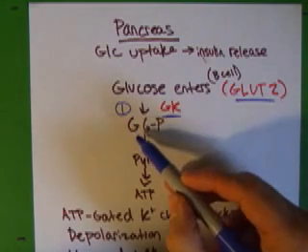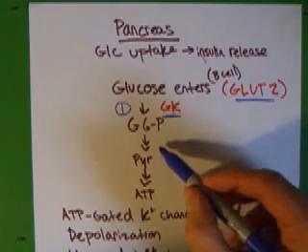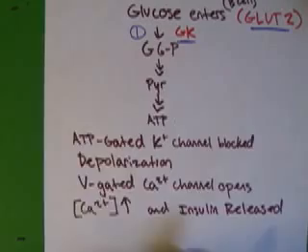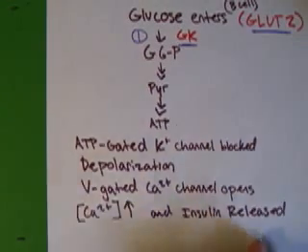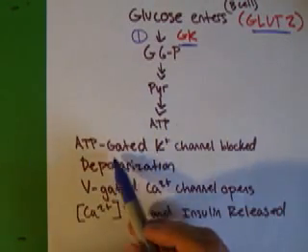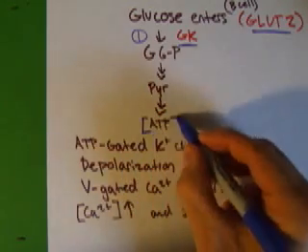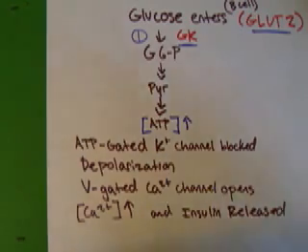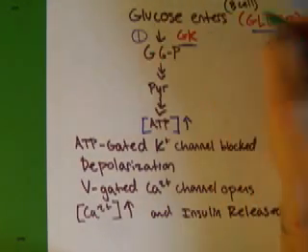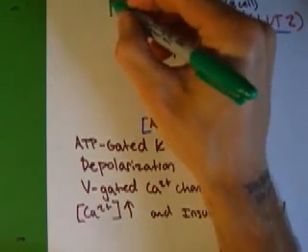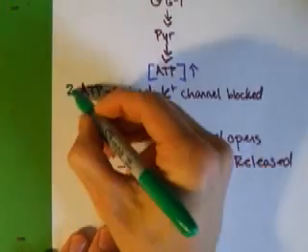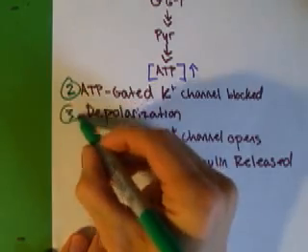And that leads to glucose 6-phosphate, all the way through glycolysis to pyruvate, all the way through the Krebs cycle and oxidative phosphorylation to make ATP. So the concentration of ATP goes up, and the ATP-gated potassium channel is blocked. If we were going to assign events, glucose entering GLUT2 is event 1, ATP-gated potassium channel blocked is event 2, which causes a depolarization.